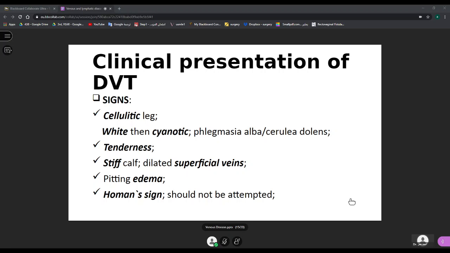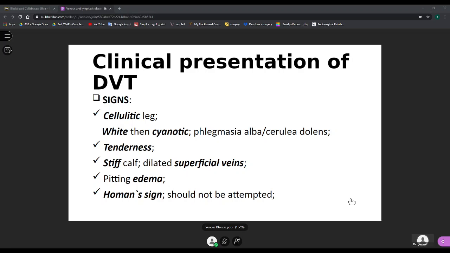When you palpate the calf or the lower limb, you get some tenderness, probably because of the swelling. The calf muscles will look stiff because of the swelling rather than soft as usual. You may also get some dilated superficial veins, because of the obstruction of the deep system, which results in dilatation of these superficial veins. And classically, those patients also develop edema, and edema of venous disease is characteristically pitting.